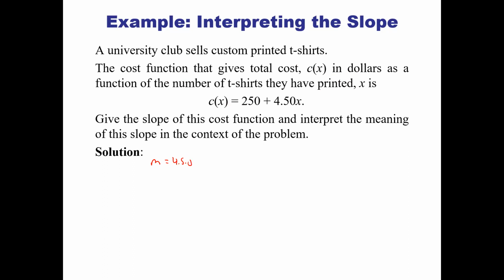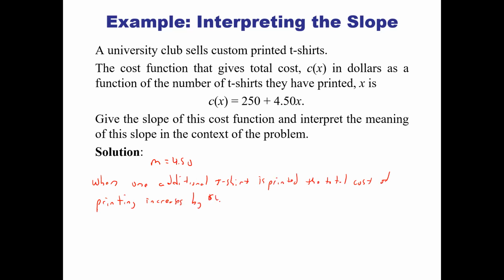And so what we can say is whenever one additional t-shirt is printed, the total cost of printing increases by, well, it increases by $4.50.